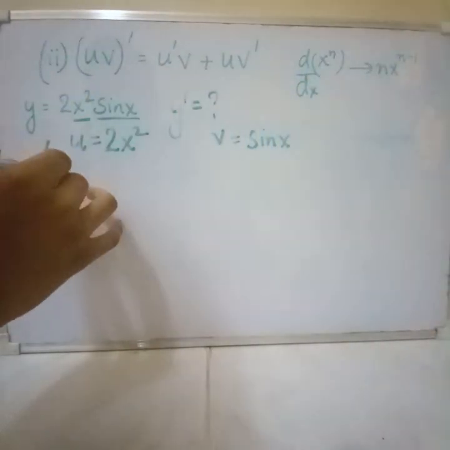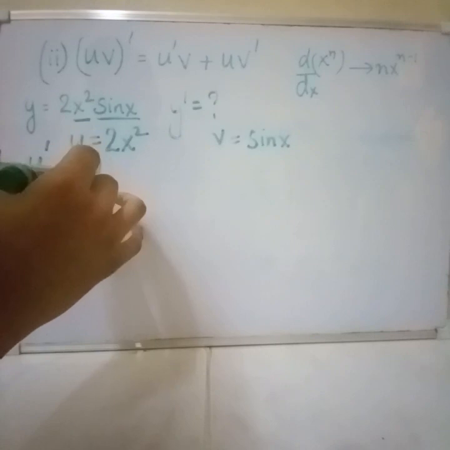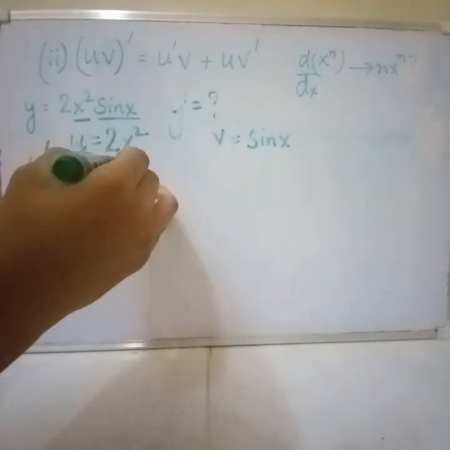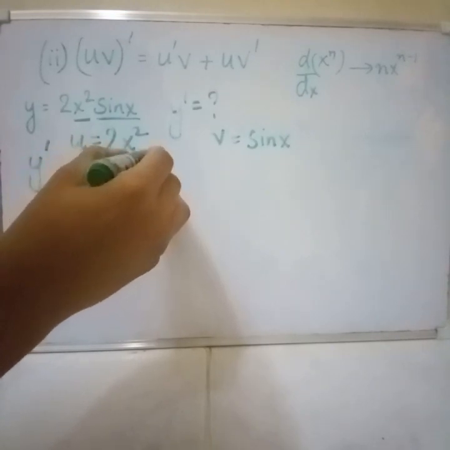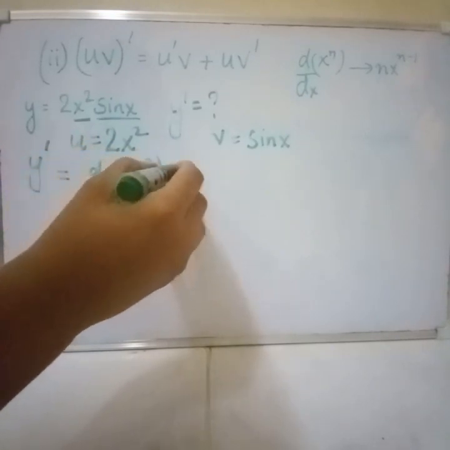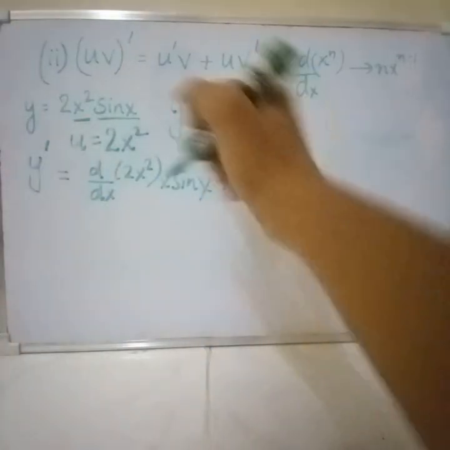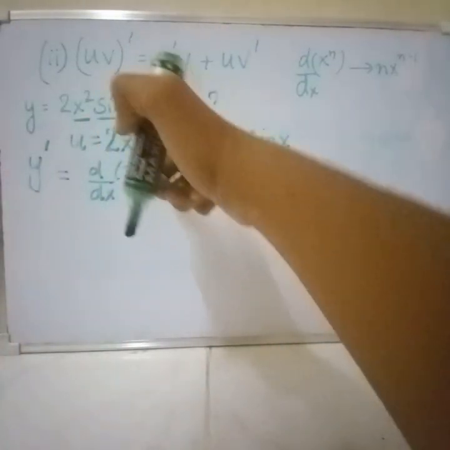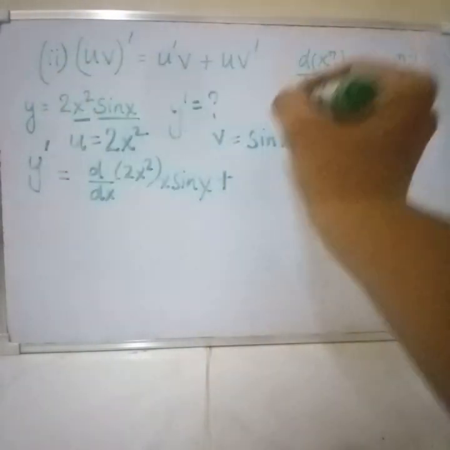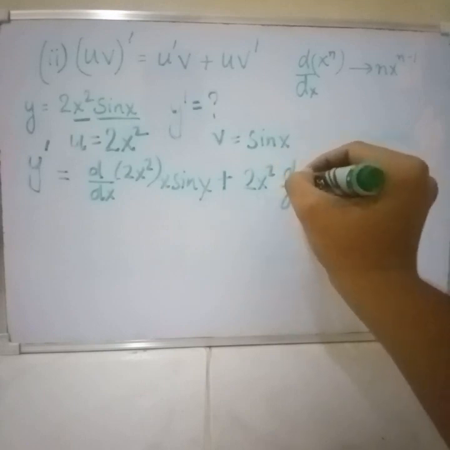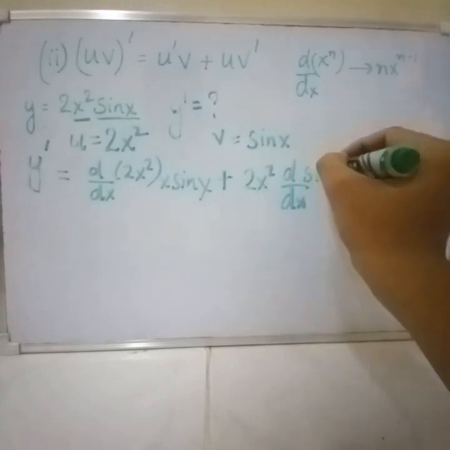So y dash will be equal to d by dx, the derivative of u dash, right? So it will be 2x squared multiplied with the sin x plus. Now we have to write the first one as it is, 2x squared, multiplied with the derivative of the second function. So it will be sin x.